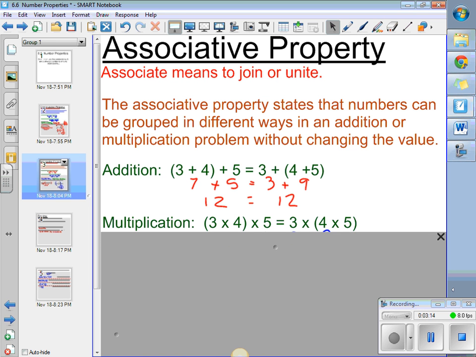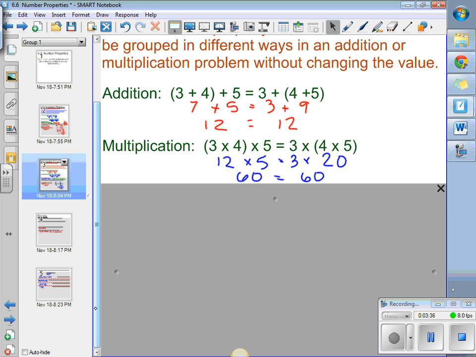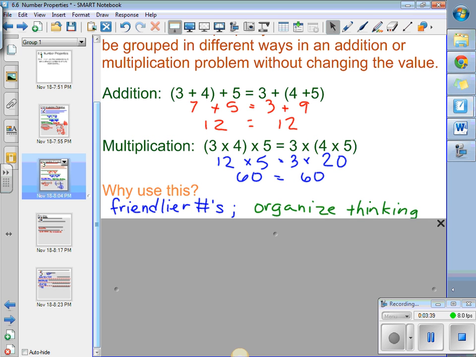And the same thing here. I've got my parentheses around my 3 times 4, and then I multiply that result by 5. On the other side, I've got 4 times 5 in my parentheses. So I'm going to get my 12 times 5 on one side, and I'm going to get my 3 times 20 on the other side. Either way, I'm getting 60. We use this again for friendlier numbers and to organize our thinking.